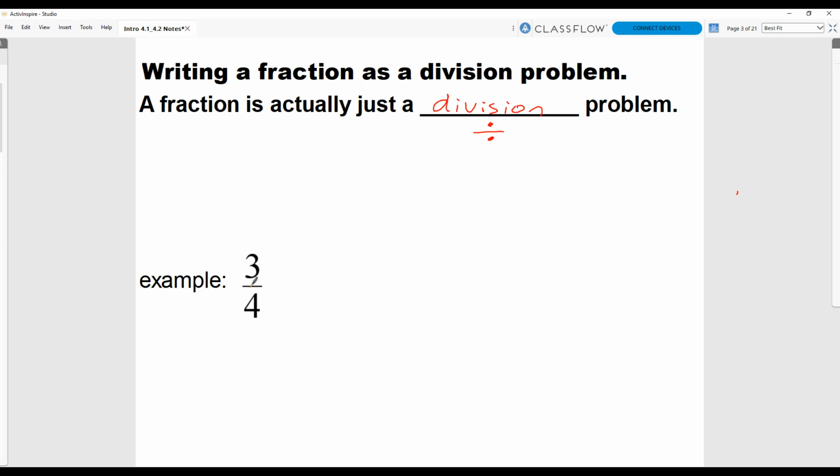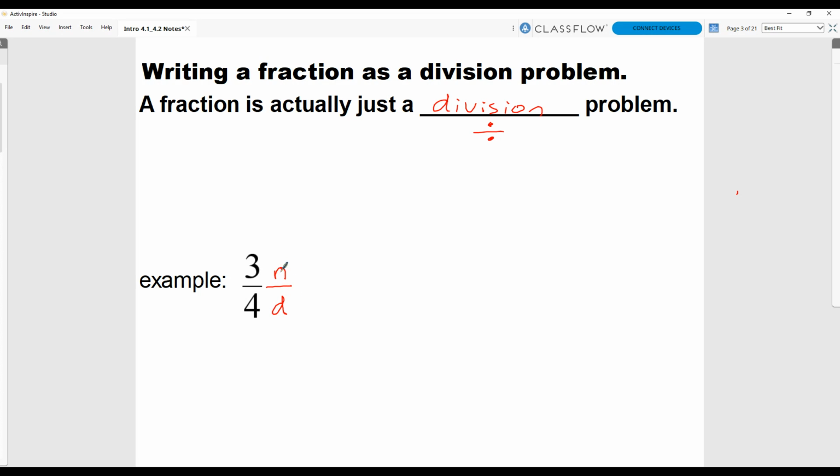Your fraction bar means divided by, so it's 3 divided by 4. All right, that's how it would read: 3 being divided by 4. And our 3 is, like we talked about in the previous screen, the number up on top, our numerator, and then we've got our fraction bar, and then we have our number on the bottom, which is our denominator. So we always have the numerator divided by the denominator.